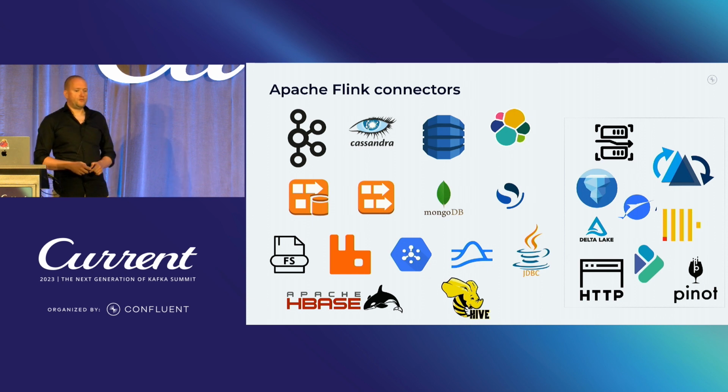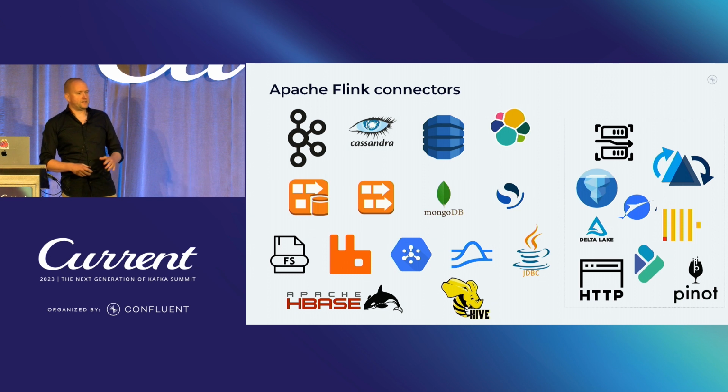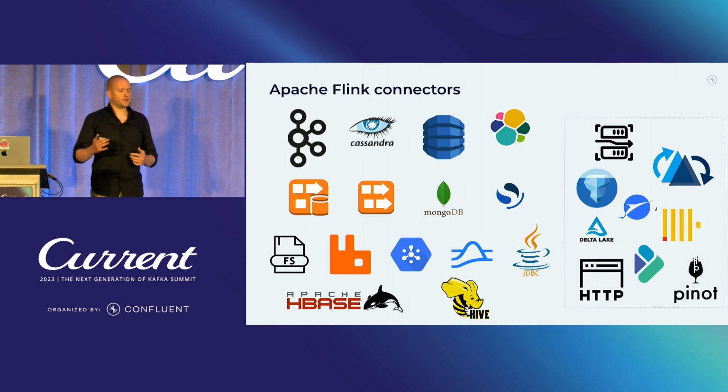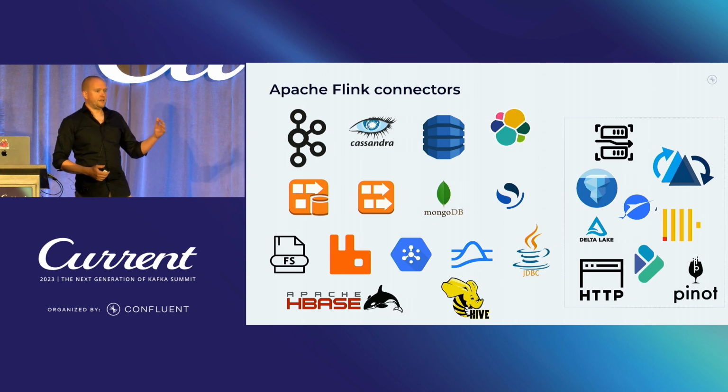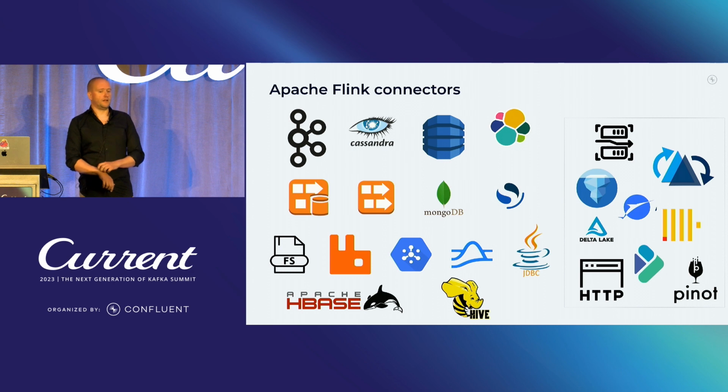This is an overview, let's say, of the state of Apache Flink connectors. On the left-hand side, you see the connectors that are currently part of the Flink project itself. So we're looking at Kafka, Cassandra, MongoDB, Elastic, different AWS with Kinesis and Firehose, OpenSearch, JDBC, Pulsar, HBase, a lot of stuff.